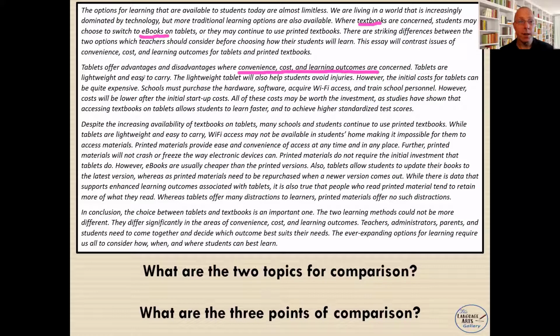So here, the author tells us all about tablets in the first body paragraph. And in the second body paragraph, the author tells us all about printed textbooks. And the important thing here is that the author compares and contrasts ebooks and tablets. And we can see a lot of that comparative language, such as while, however, whereas. So we can see that that second body paragraph is a little bit longer than that first body paragraph.